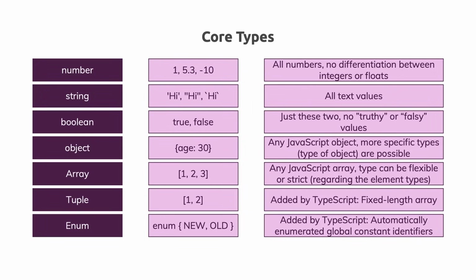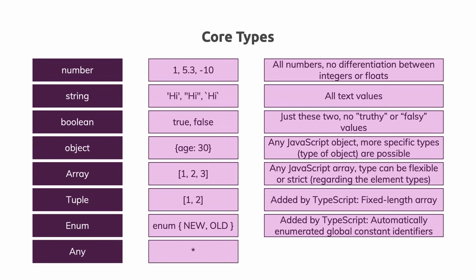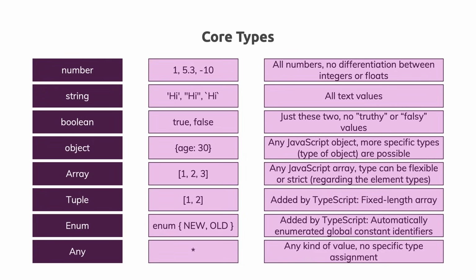With that, we're almost done with the core types. There is one more type which we already saw, and that's the any type. The any type is the most flexible type you can assign in TypeScript. This type doesn't tell TypeScript anything. It basically means you can store any kind of value in there. We got no specific type assignment. TypeScript will basically never yell at you when you use any.